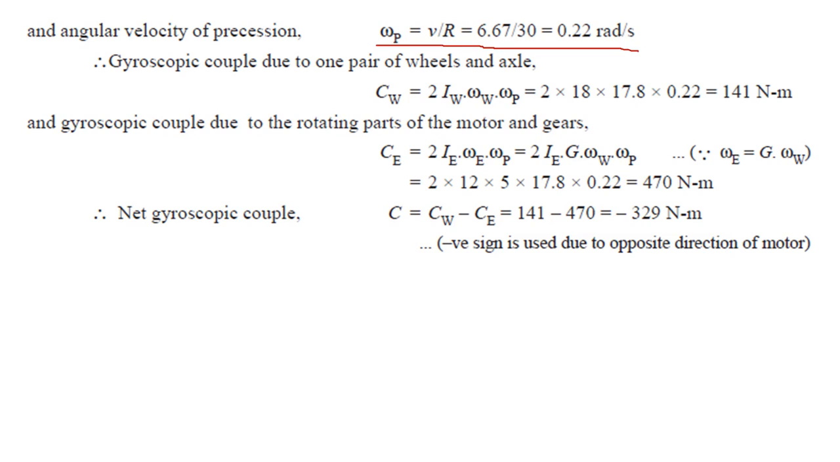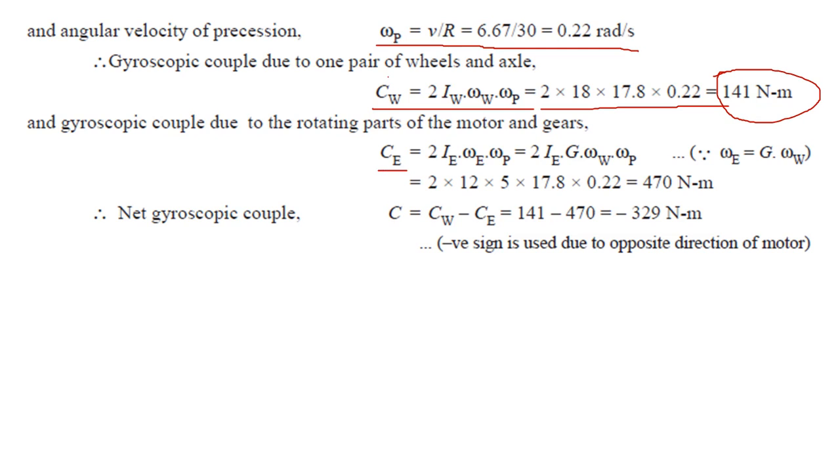And the gyroscopic couple on one pair of wheels and the axle, you can get it for Cw as 2 into Iw omega w omega p by this formula. So for all wheels we will be taking, so you get 2 into 18 into 17.8 into 0.22, you get 141 Newton meter. And then the gyroscopic couple for the rotating parts of the motor and gears, that will be Ce.